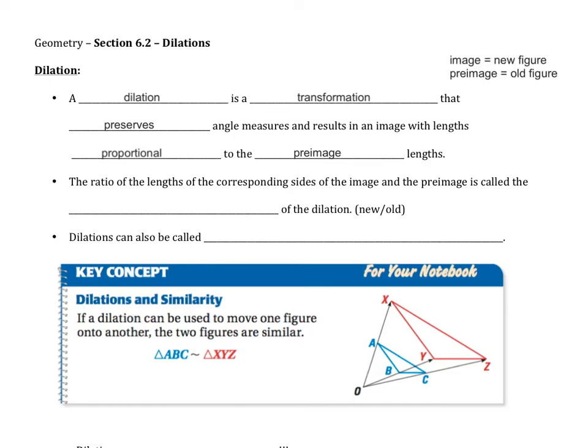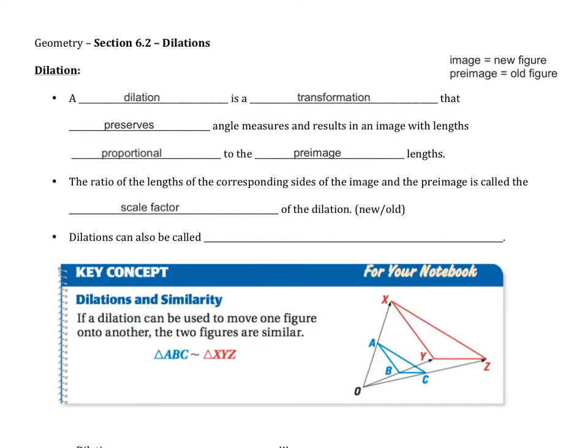So just to reiterate, again, a dilation is a transformation. We've seen other transformations like reflections, translations, and rotations, but now we have a fourth transformation called the dilation that preserves, so it doesn't change, angle measures and results in an image, so the new picture, with lengths proportional to the pre-image, so that's the old figure. The ratio of the lengths of the corresponding sides of the image and the pre-image is called the scale factor, just like it was called in the last section.